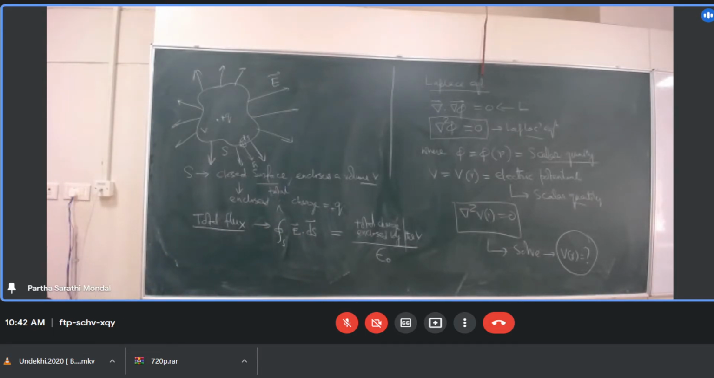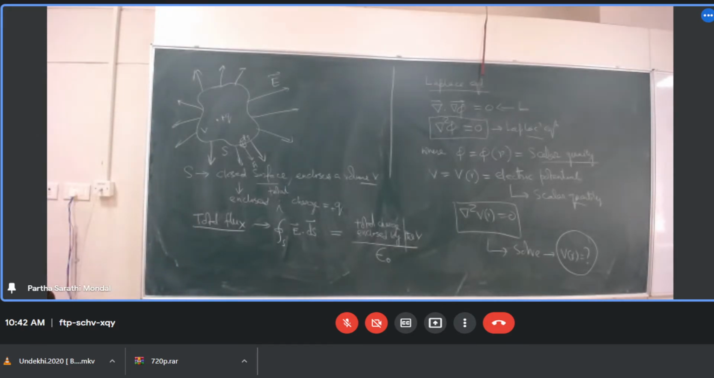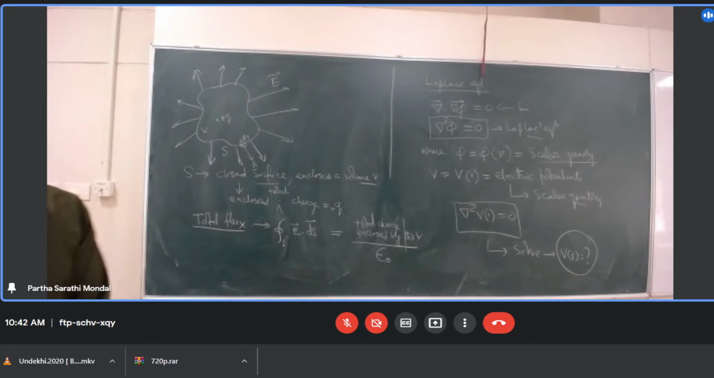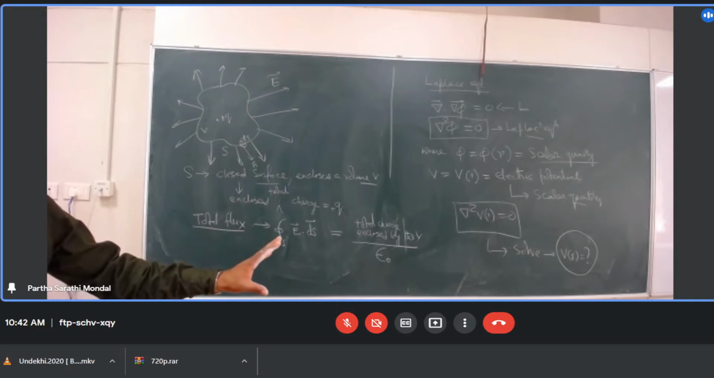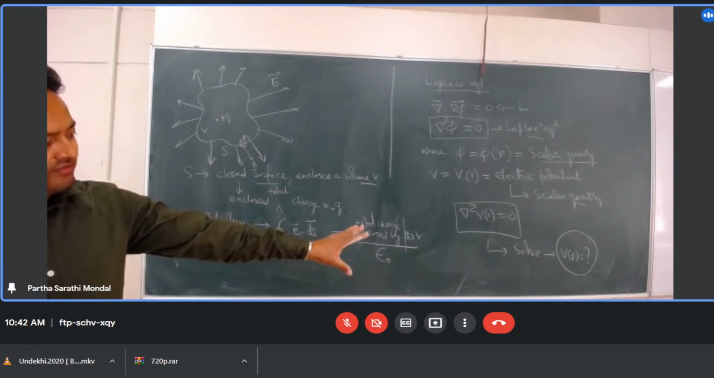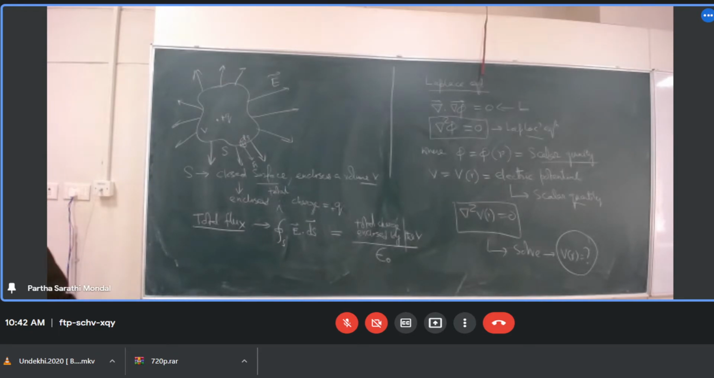And if you know the potential, you take a derivative of it, you will get the electric field and every associated electrostatic quantity. That's why the Laplace equation is a very powerful equation in electrostatics. So just as you used the Gauss equation to find the electric field and electric potential, instead of using the Gauss equation, you can use the Laplace equation to find the electric potential. And if you know the electric potential, you can find other quantities like the electric field.